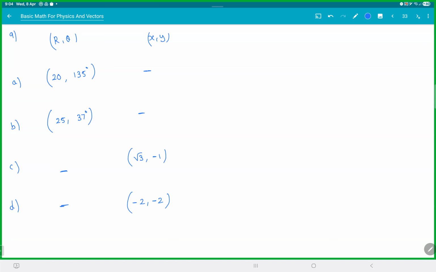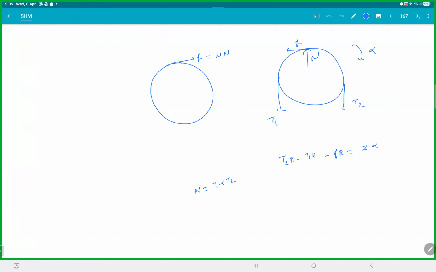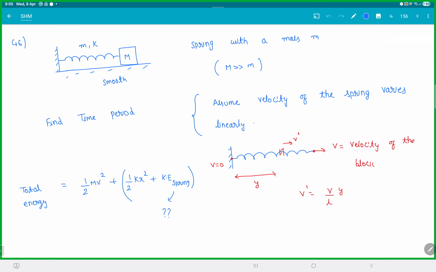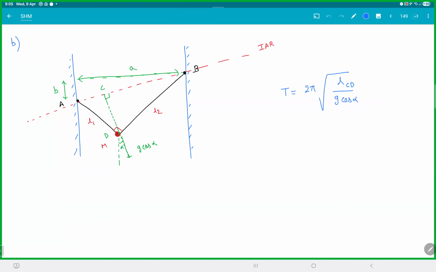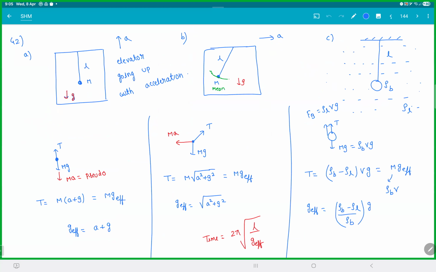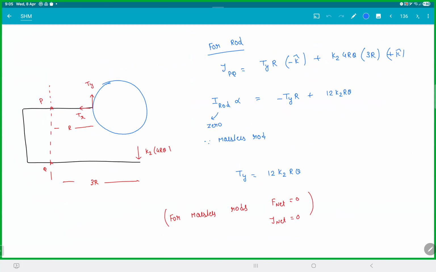All this starting 1 or 2 chapters, right? They're little basics, but we have to be clear with them because they come a lot. For example, today when I was teaching your seniors, that's what I keep telling them. Literally every chapter we kept on referring back: refer page 56, some other chapter; refer page 135, rotation; refer page 191, NLM. If your basics are not clear in the beginning, you will have an issue there.